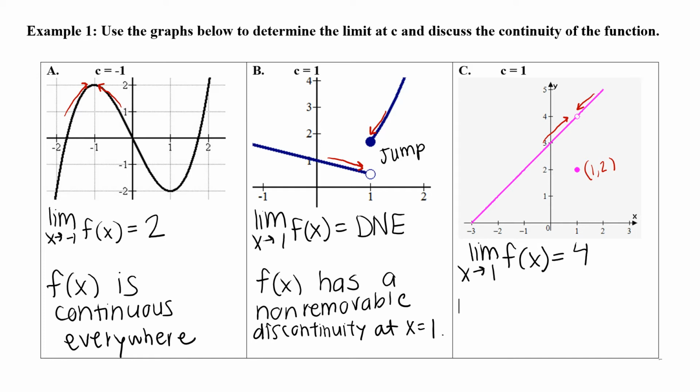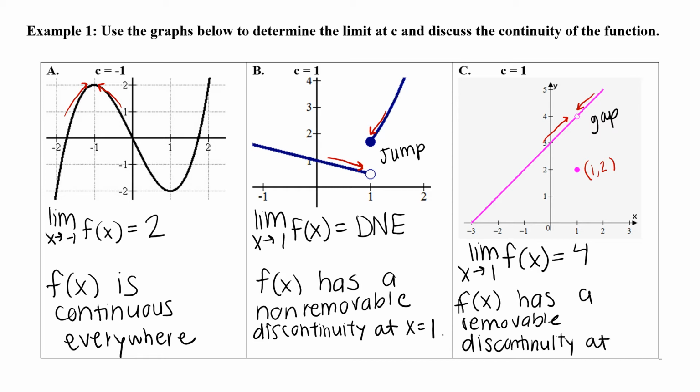In looking to discuss continuity, again, we wouldn't be able to graph this entire thing without picking up our pencil because we have this gap where we have a hole and a different defined point. So we would say that our function f of x has a removable discontinuity at x equals 1.